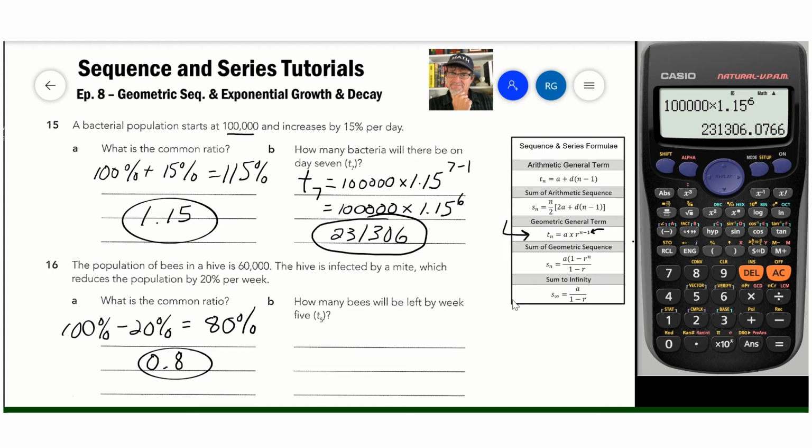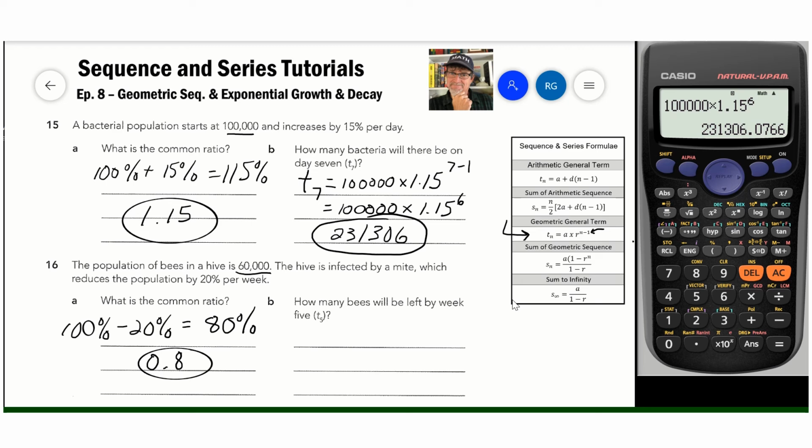Now we're going to plug that into the geometric general term. Now when this common ratio is less than 1, that's what we call exponential decay, right? Because that 60,000 is reducing. In problem 15, we had exponential growth because our common ratio is greater than 1. And in this one, we've got exponential decay because our common ratio is less than 1. Let's see what happens to the bees.